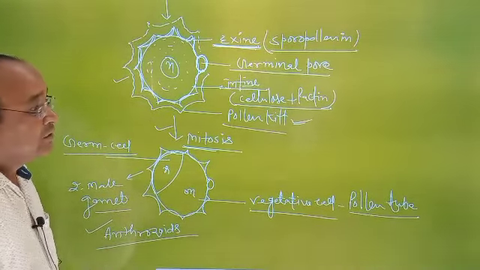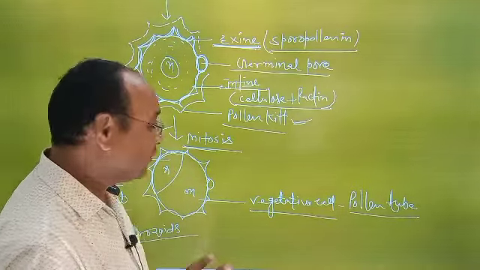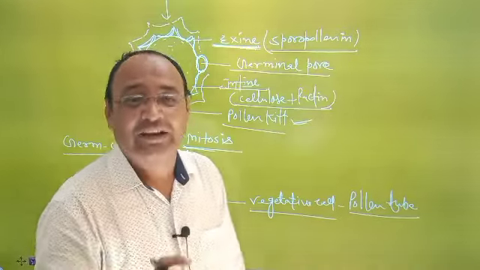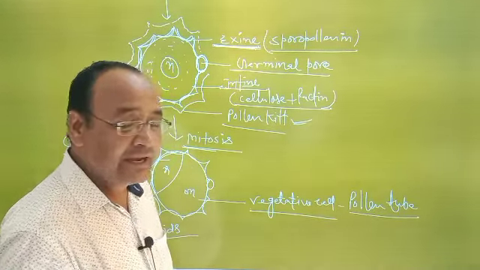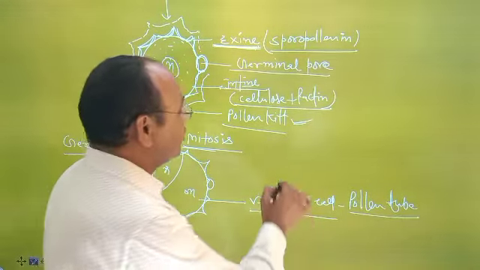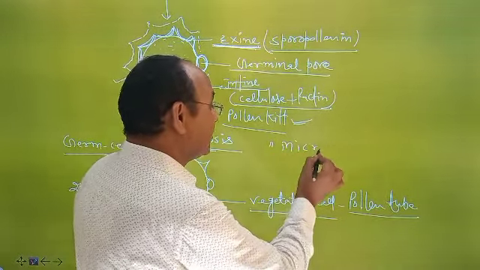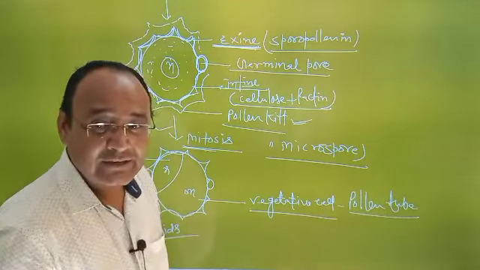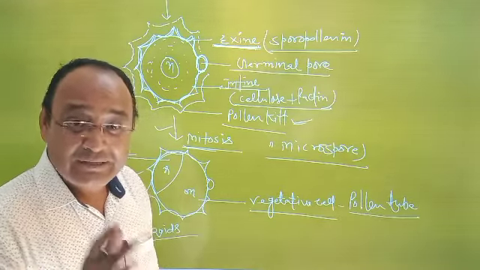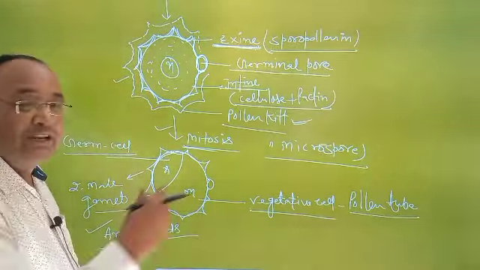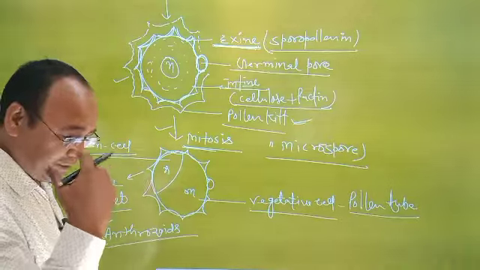Is that clear? One question: what is the name of the first cell of the male gametophyte generation? Your answer is microspore. And in a pollen grain, two cells are present during pollination, or during the transfer to the stigma.